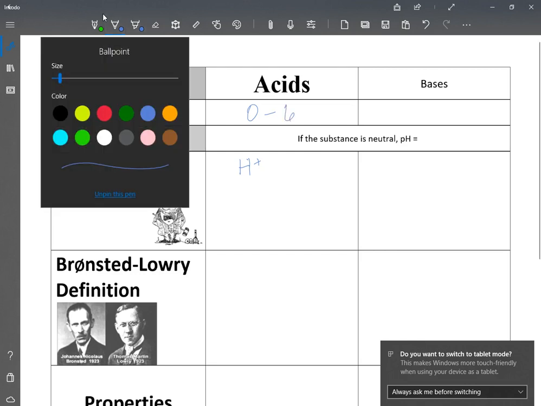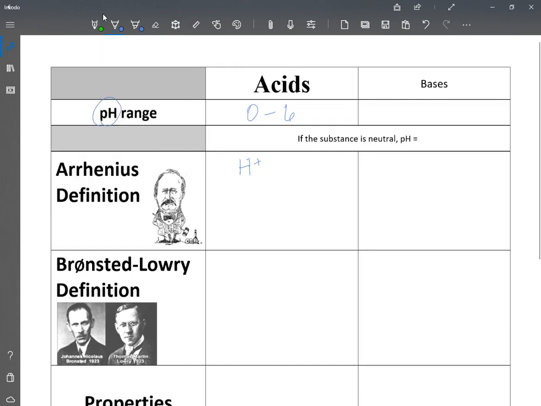I'm going to see if I can make that bigger. All right, is this better?